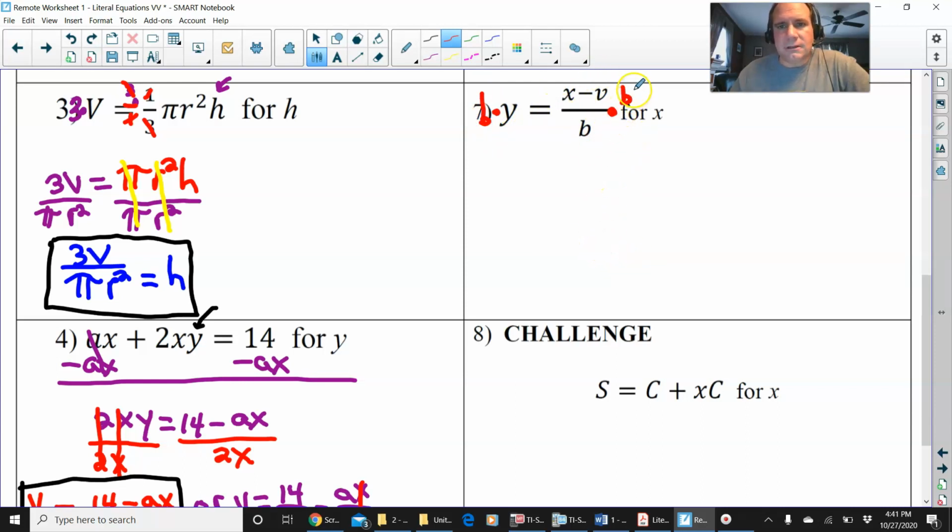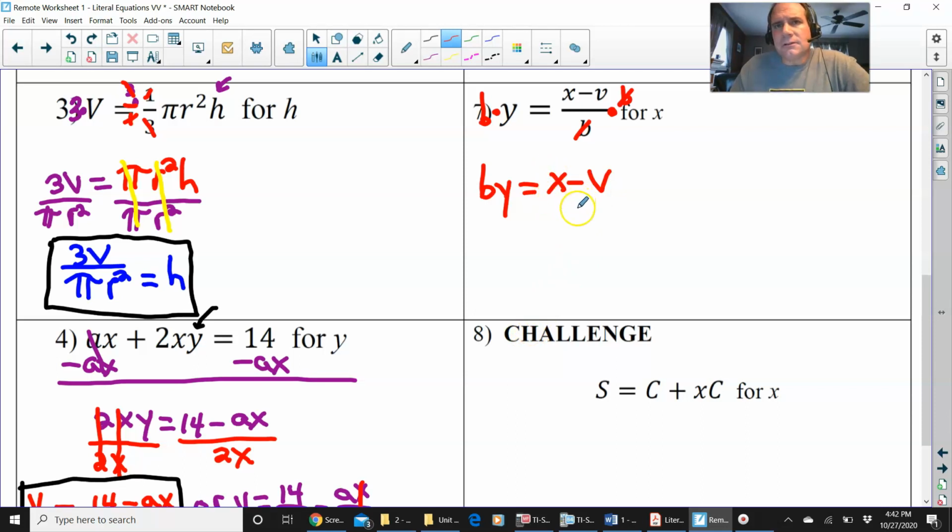Okay, here we go. This cancels. I love when things cancel. By. I mean, it spells by, but whatever. X minus v. Pretty good. All you have to do now is solve for x. Looked difficult, but it's, wow, really came out to be an easy question.